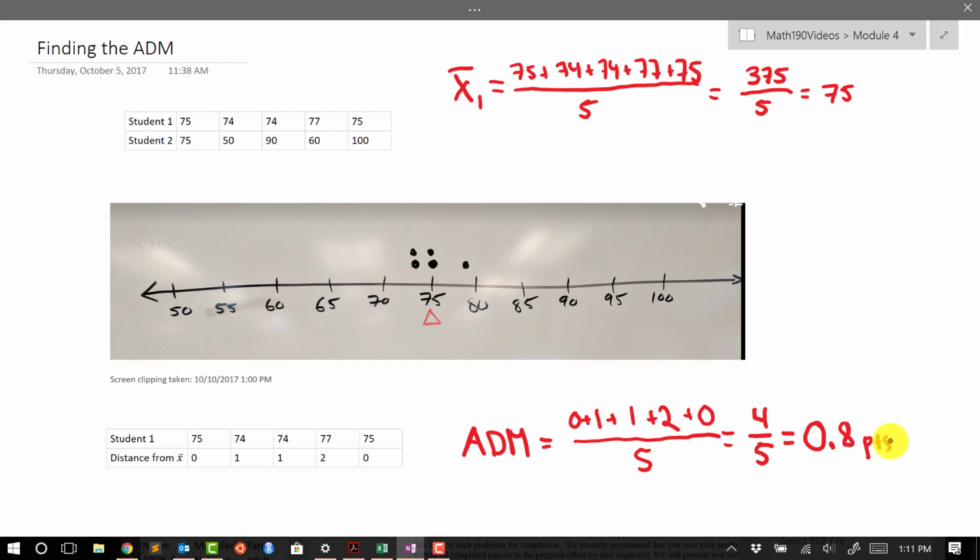So now your responsibility is to find the ADM for student number 2 and respond in the text entry on the assignment.